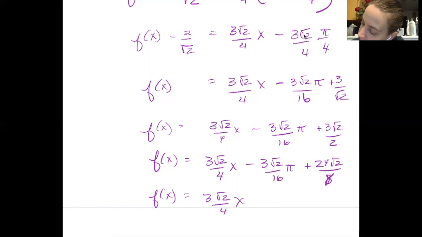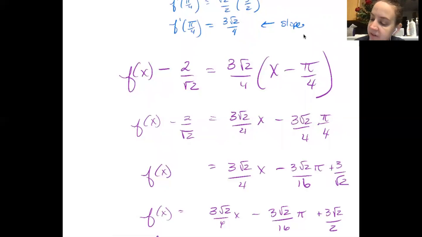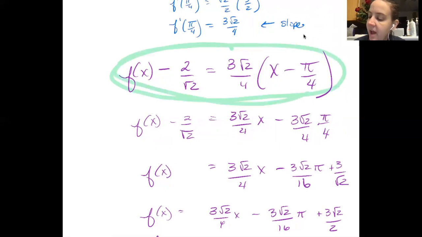Nope, not over 8, over 16. And you could have a root 2 over 16 times negative 3 pi plus 24. Yeah, it doesn't do a whole lot for you, but that would be y equals mx plus b. So I would probably stop back up here at point slope form. Point slope form is always acceptable in the AP exam. So I would take that.